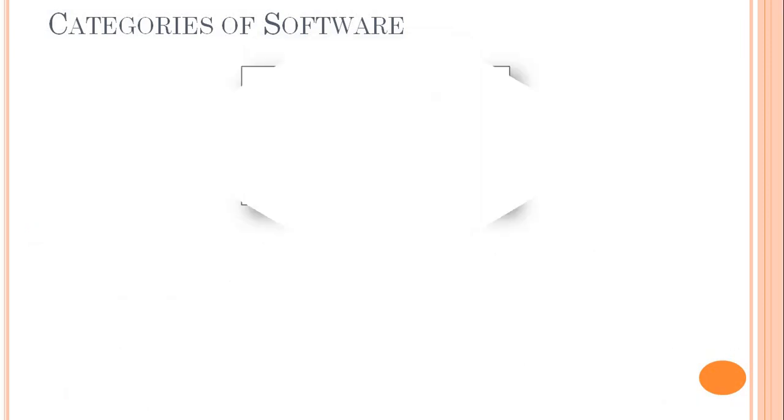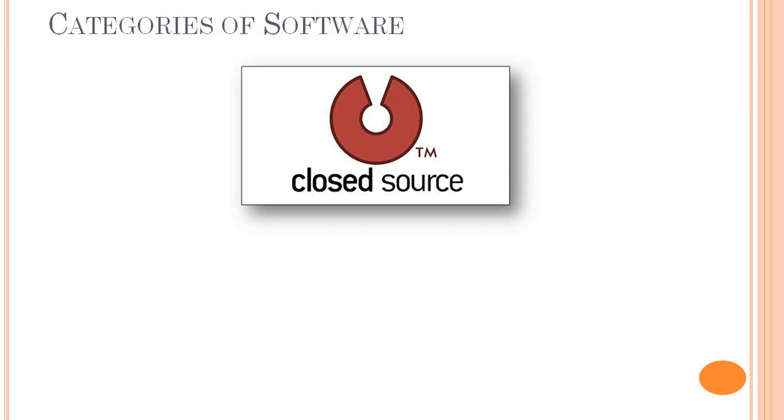Next one is closed source software. Closed source software is opposite to open source. Here, the code is not given to the end user. The end user has to pay for the software before they are using it. They cannot download it for free. They cannot distribute it to anyone. They cannot modify the code also. Only the developer, the author of the code, has the right to change the code.